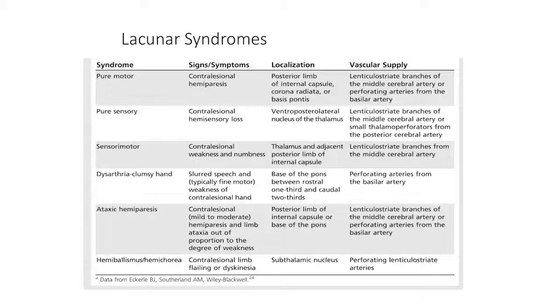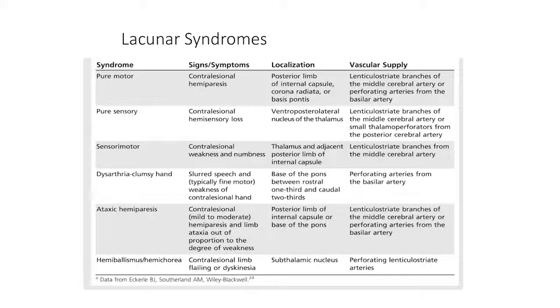Pure sensory, they'll have contralateral sensory loss, and this is due to involvement of the ventroposterolateral nucleus of the thalamus. And of course, the supply is MCA, lenticular striate, and the small thalamoperforators from the PCA. So the dysarthria clumsy hand, they'll present with slurred speech and typically fine motor weakness of the contralateral hand. And it's at the base of the pons, between the rostral 1/3 and the caudal 2/3. And it's supplied by the perforating arteries from the basilar artery.